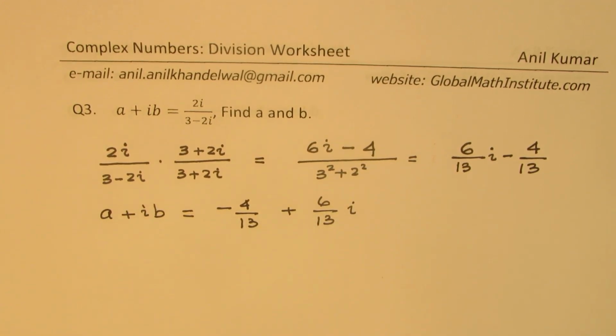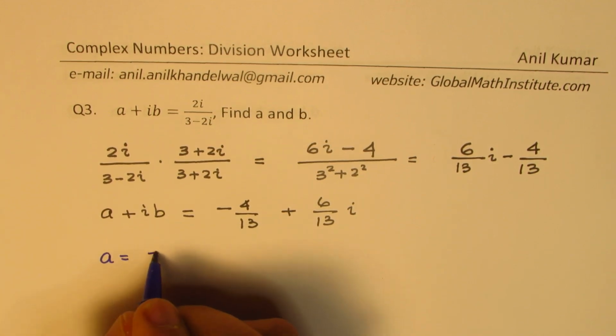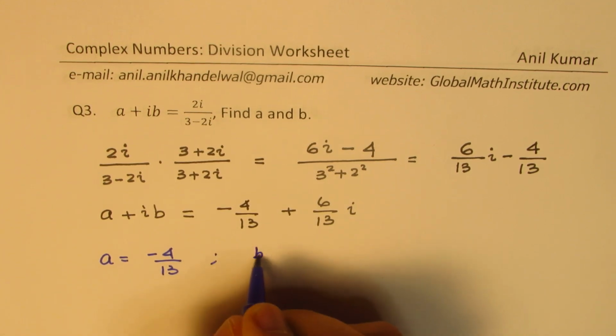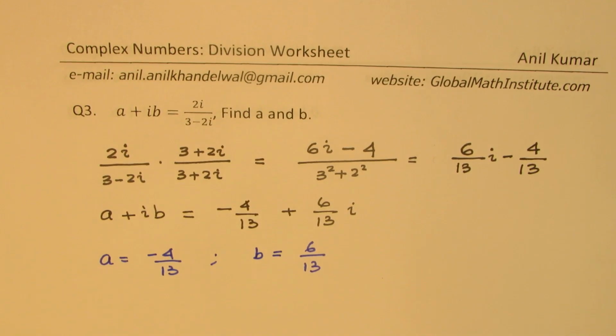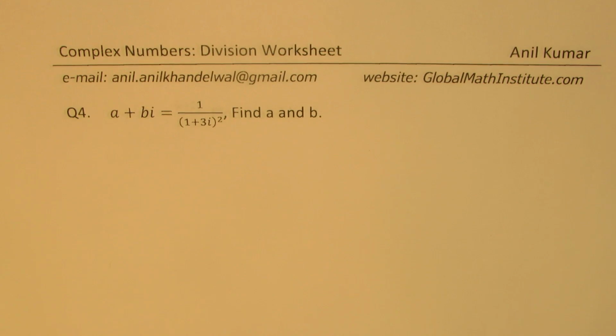So clearly we know what a is equal to. A is equal to minus 4 over 13 and b is equal to 6 over 13. So you see the difference now? Since we have a complex part in the numerator, it got kind of different from what we started with. Here is another variation.